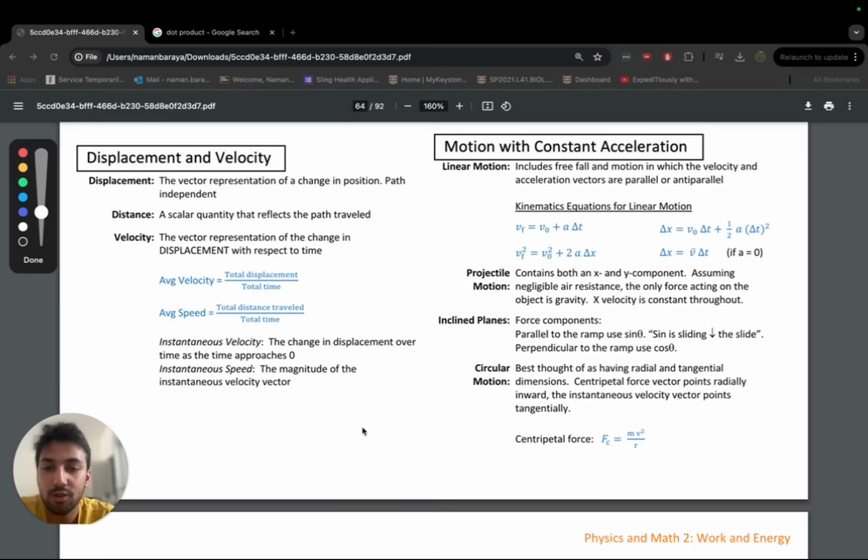And so to figure out what the force is that's going inside the circle, or what that tension force is, it's actually equal to this equation: the mass of the ball times the velocity of the ball squared, divided by the radius, or the distance from that center point.